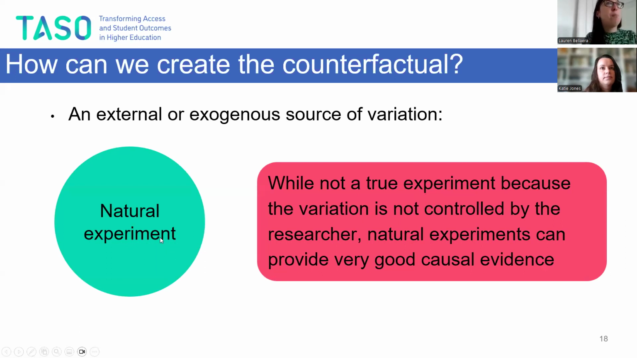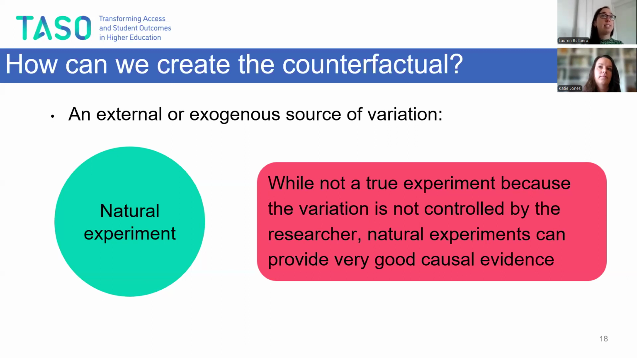Okay, so thinking about the first way of creating a counterfactual. This is based on an external or exogenous source of variation, and this is when you have a natural experiment. It's not what we call a true experiment, because for it to be a true experiment, you have to be in control of the variation. But natural experiments are quite common within the work we do, and they can provide good causal evidence.